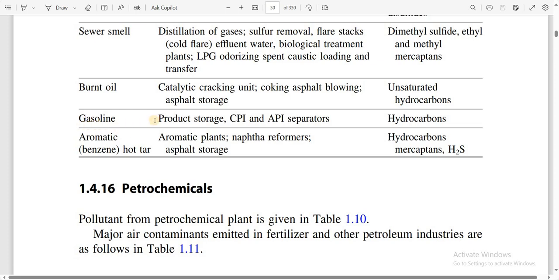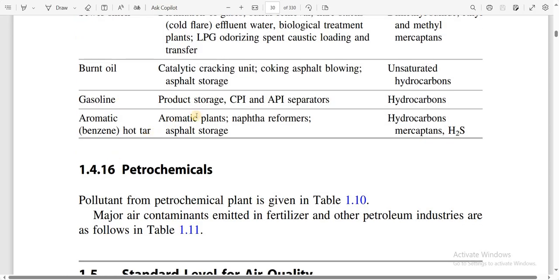Whereas in gasoline it is product storage, CPI and API separators. And aromatics are aromatics plants, naphtha reformers, and asphalt storage.